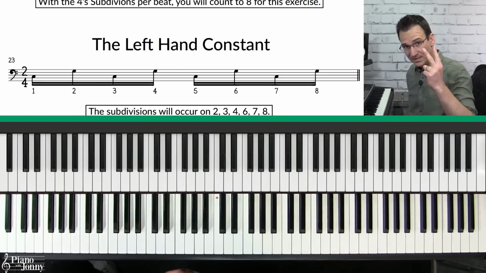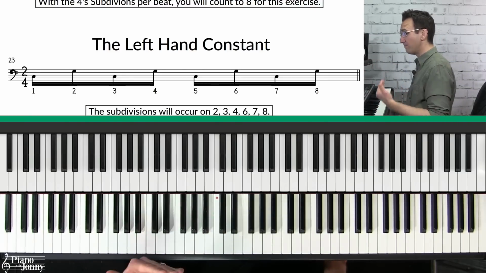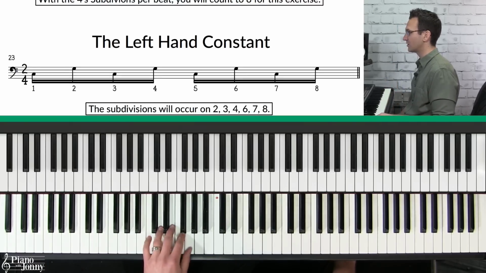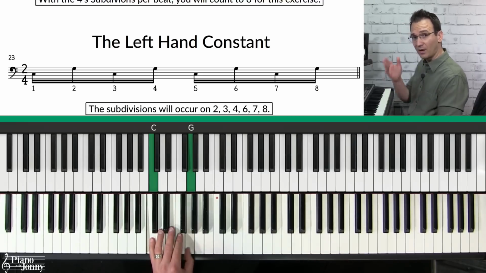So you have 2 beats, but then you have 8 different rhythmic points, because every beat is divided into 4, okay? So your constant will be like this: 1, 2, 1, 2, okay? Or you can count it on every beat.